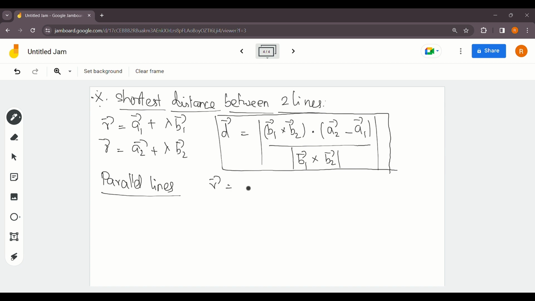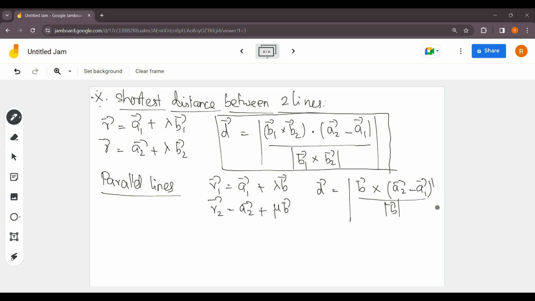Suppose it is parallel lines, r vector equal to a1 plus lambda b. I already told you for parallel lines this b vector will be equal, and r2 vector is nothing but a2 vector plus mu times b. So here both of them are same, so from this itself you can say that it is parallel. So d vector equal to b cross a2 minus a1 by mod b. So this is the formula for distance between the parallel lines. Slightly it will change.